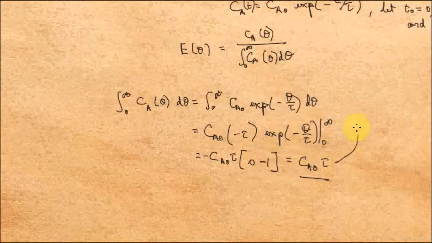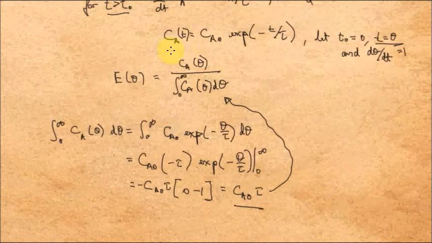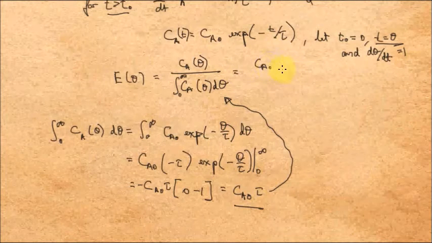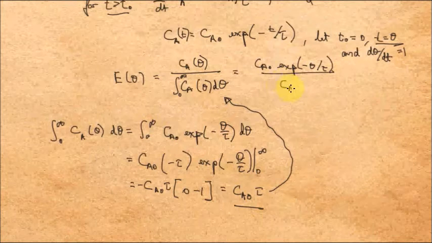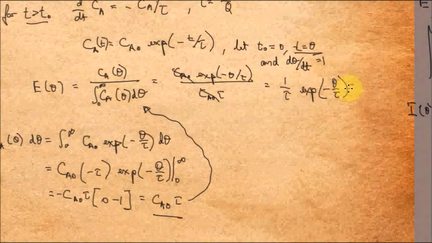So we can apply this result here in the denominator, and we can look at our Ca of theta function. So you've got Ca0 here, so that Ca0 can cancel with that. Well, let's just write it. So Ca0 exp, and then we're using the variable theta instead of t here, so that's exp of minus theta over tau, over, and then the denominator Ca0 tau, and we can see Ca0 can cancel, leaving us with 1 over tau exp of minus theta over tau. So that's our E of theta.